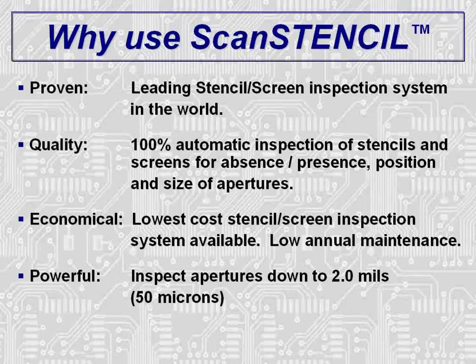ScanSTENCIL and ScanSTENCIL Lite are the lowest cost stencil and screen inspection systems available in the market today. They also have a very low annual maintenance cost, including software warranty. The systems are very powerful and can inspect apertures down to 2 mils or 50 microns. As mentioned, even smaller aperture sizes are possible with presence-absence inspection.